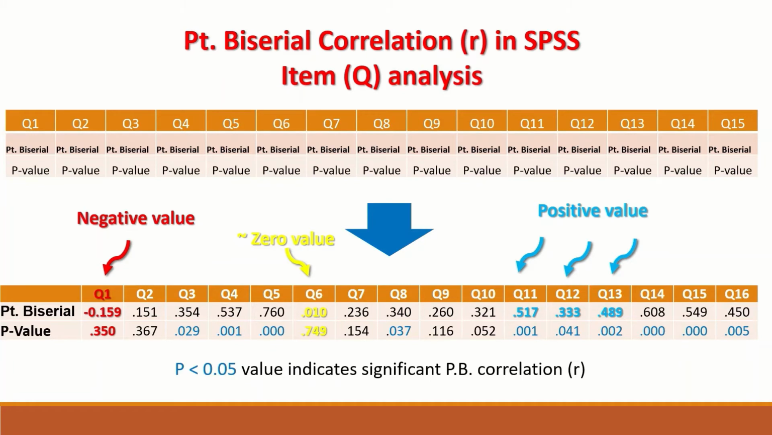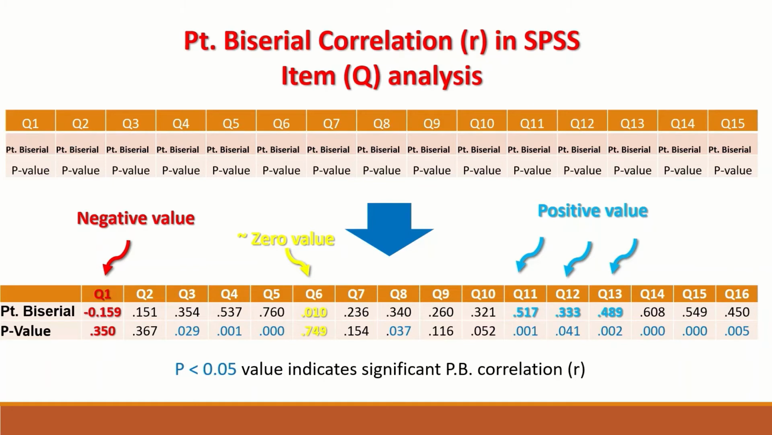The next slide shows item analysis using the point biserial correlation coefficient, either in SPSS or in another software package called Excel. As we can see here, for each individual question there is a point biserial value calculated and a p-value, for question number 1 to question number 15.